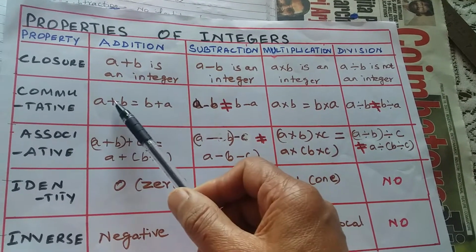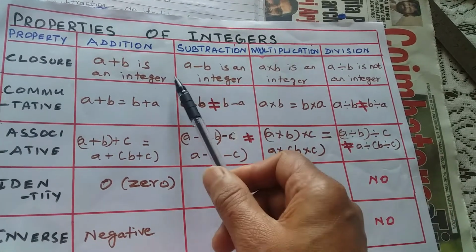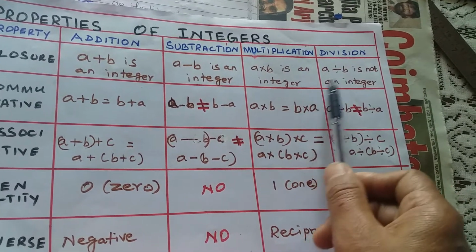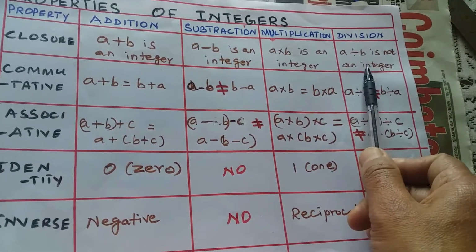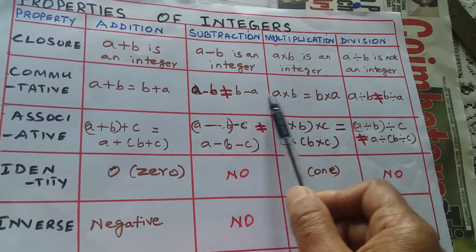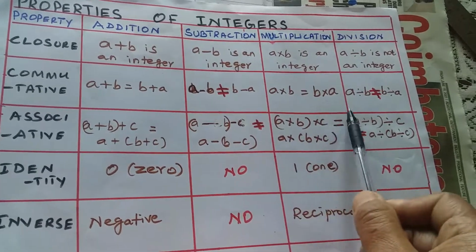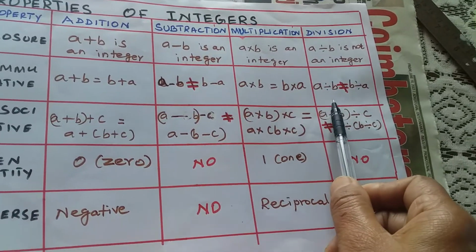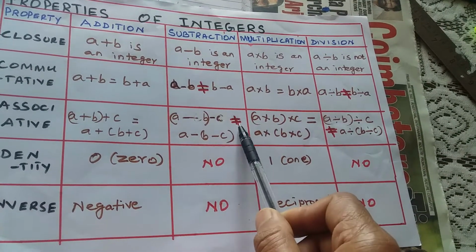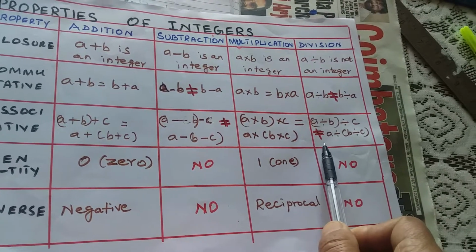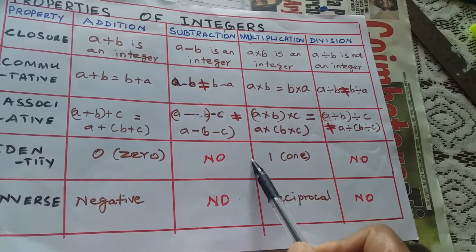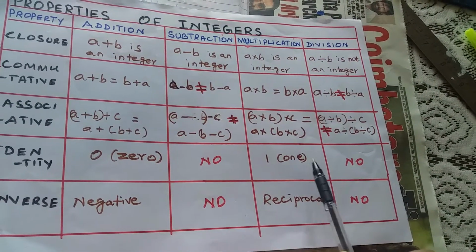Closure property: a plus b is an integer. Closure holds for the first 3 operations: a minus b is also an integer, a into b is also an integer, but a divided by b is not an integer. Closure is not true for division. Commutative is true for addition and multiplication, but not true for subtraction and division. That's why I put not equal to. Same way associative is true for addition and multiplication, and not true for subtraction and division. Identity element of addition is 0, multiplication is 1, and there is no identity element for subtraction and division.